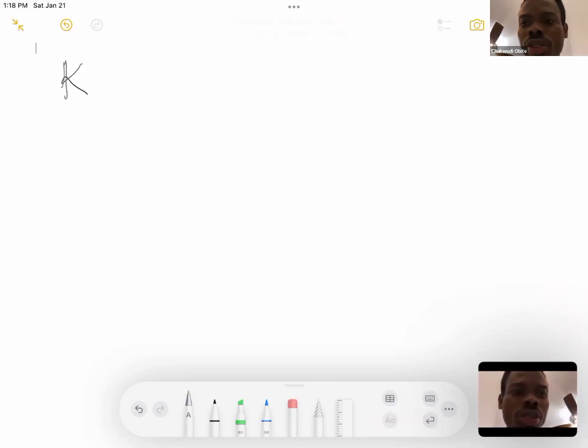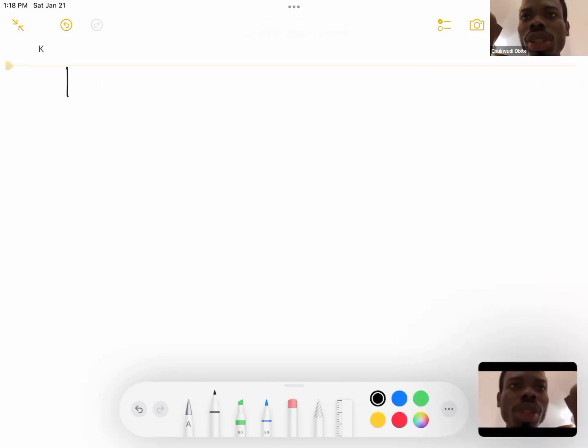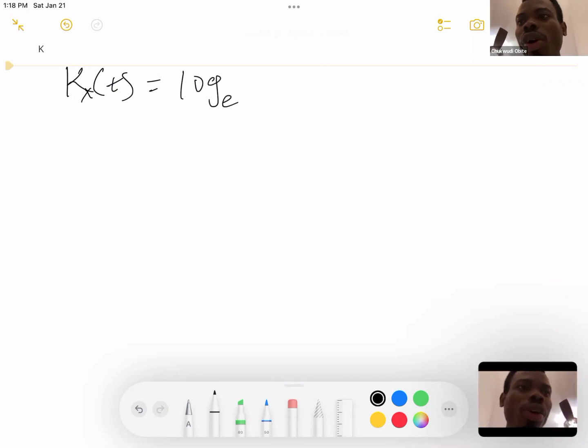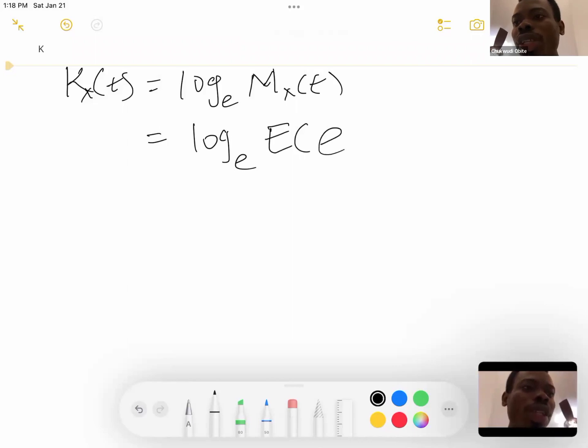So we're going to use K_X(t) to represent the cumulant generating function. And the cumulant generating function is the log of the moment generating function. So I can also represent it as log E. We know that M_X(t), that is the moment generating function, is the expected value of e^(tX). So this is the cumulant generating function.